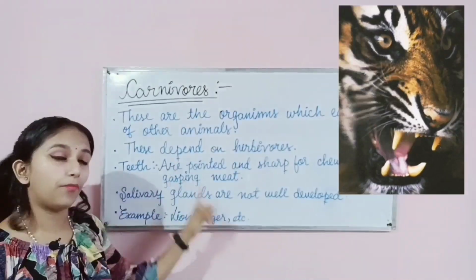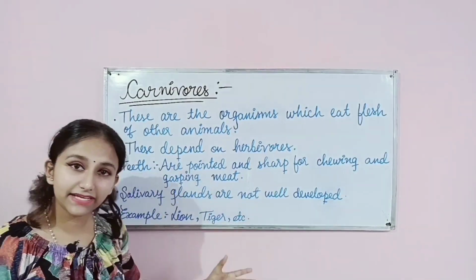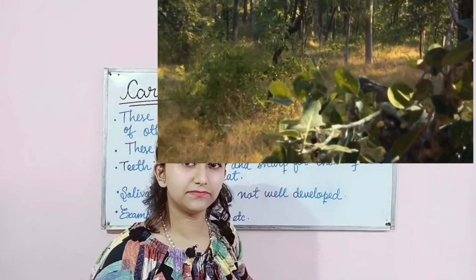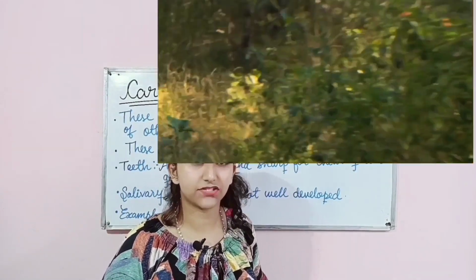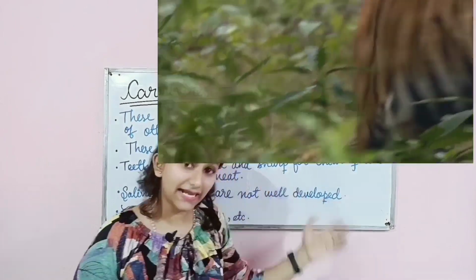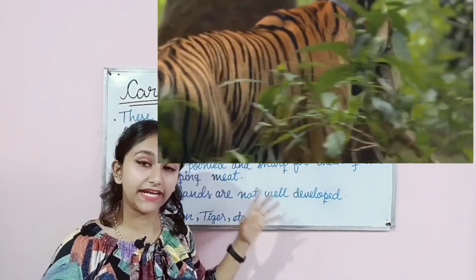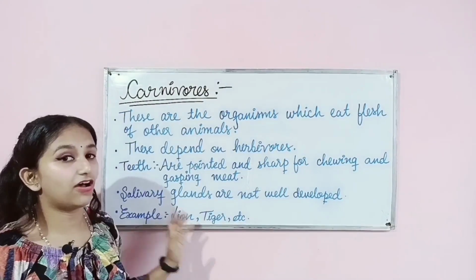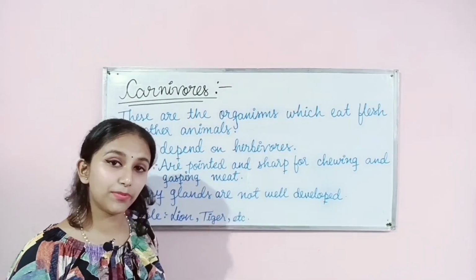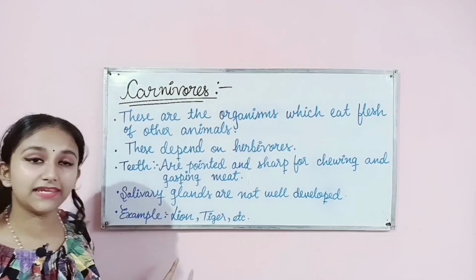Their teeth are pointed and sharp. And why are they pointed? So that they can chew the food and grasp the meat. You must have seen in geography channels where the tigers grasp the neck of the deer. That is the reason they have pointed and sharp teeth. These organisms do not have a well-developed salivary gland. The best examples of carnivorous organisms are lion, tiger.